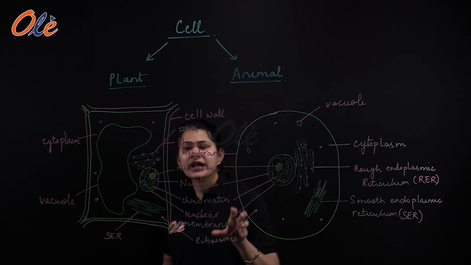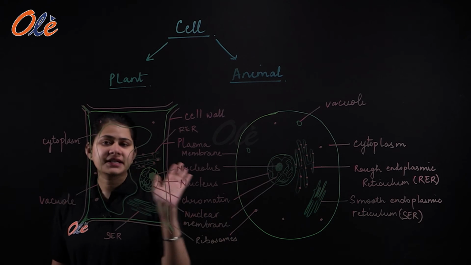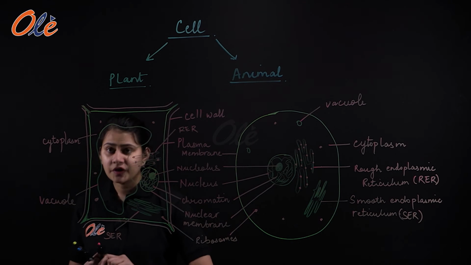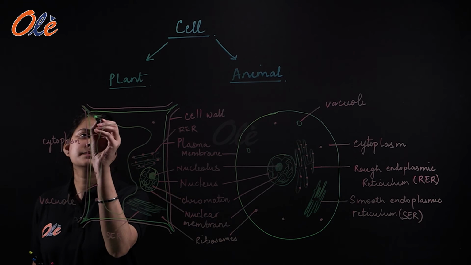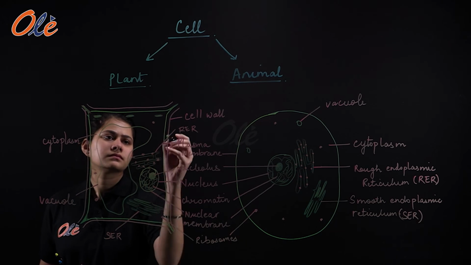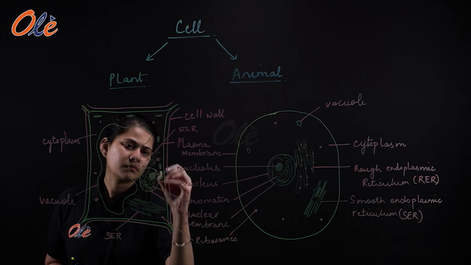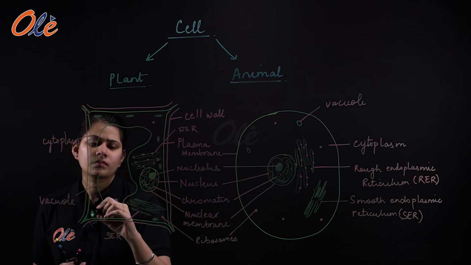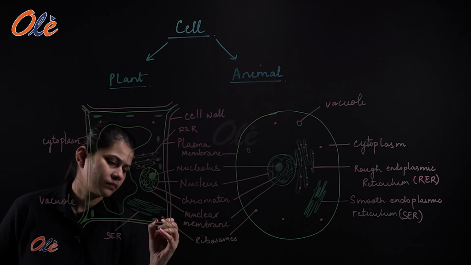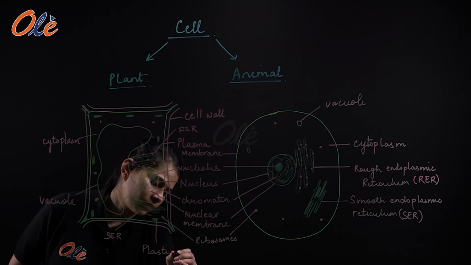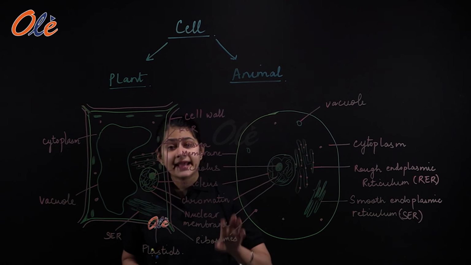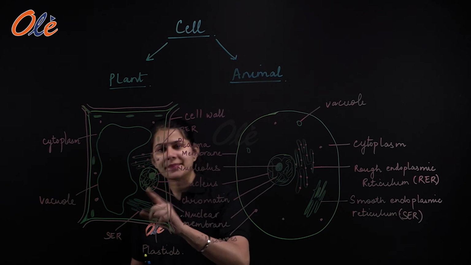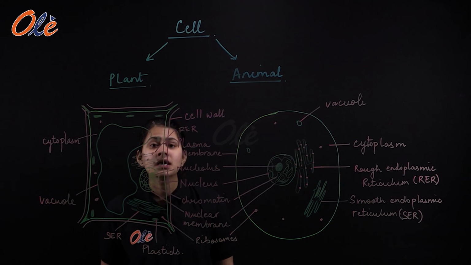Alright, next we come to another organelle which is present in the plants but is absent in the animals, that is the plastids, right? So we are going to draw the plastids. Alright, next we are going to draw another organelle which is actually present in the animal cells but absent in the plant cells, and that is the centrosome.